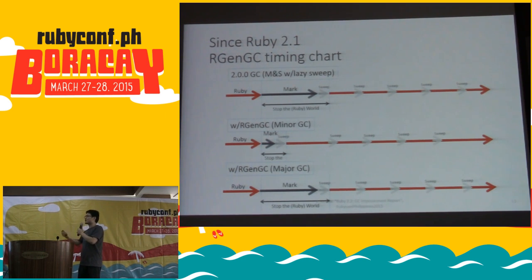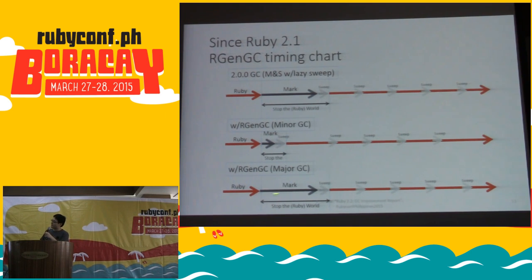This is the time chart of the generational GC. Before the generational GC, we pause for the long marking time and show divided sweeping time, called lazy sweep, introduced in Ruby 1.9.3. But the minor GC consumes only a small time for marking. So this is how generational GC can improve performance. On the major GC, we need a full GC, garbage collecting all objects.